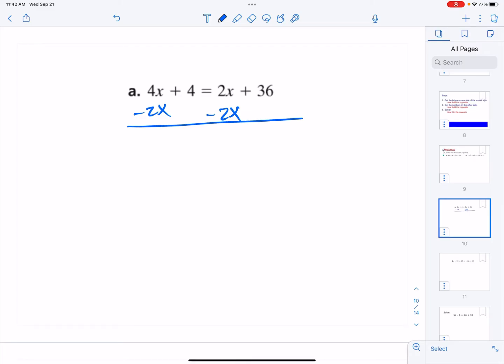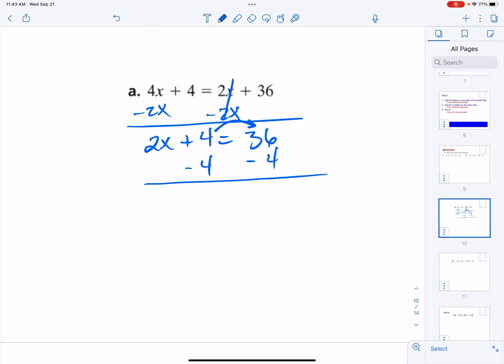And now we just simplify. So 4x and negative 2x make 2x plus 4, because I didn't do anything with the 4, equals. Well, then 2x and the negative 2x actually turn into 0, and I'm left with 36 on the left-hand side. So now we have just a two-step equation. So now I need to move the 4 over to be with the 36. And again, we do that by adding its opposite. So I'm going to do plus a negative 4, and then plus a negative 4 on the right-hand side as well. And again, we do our math.